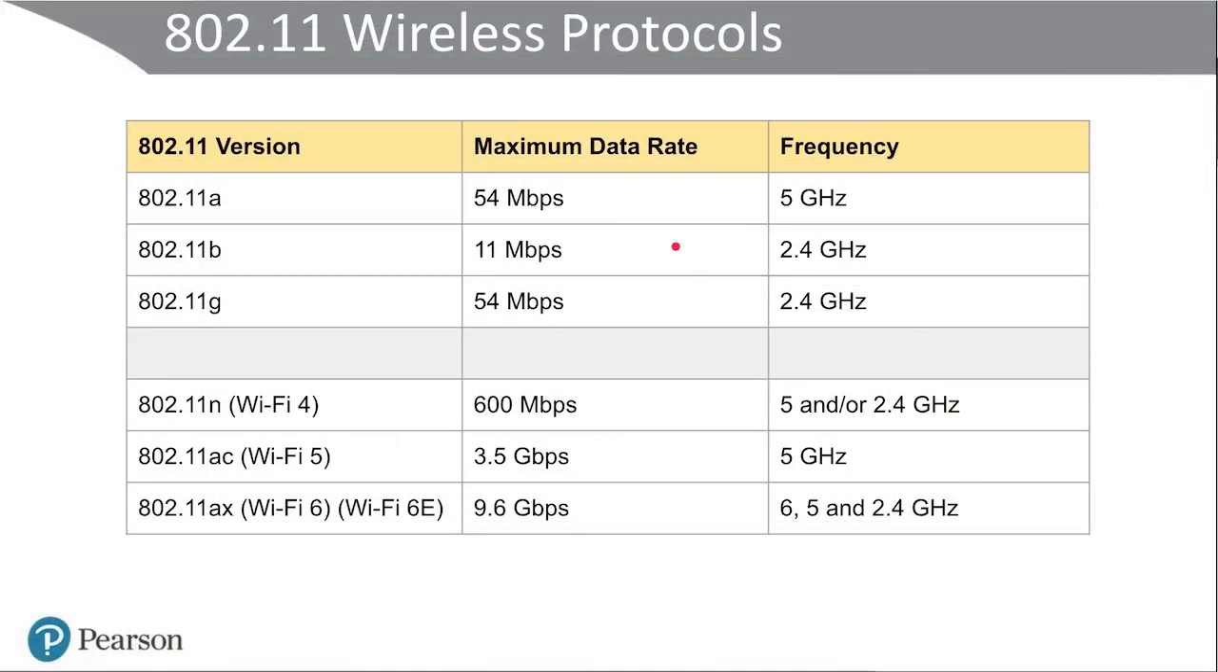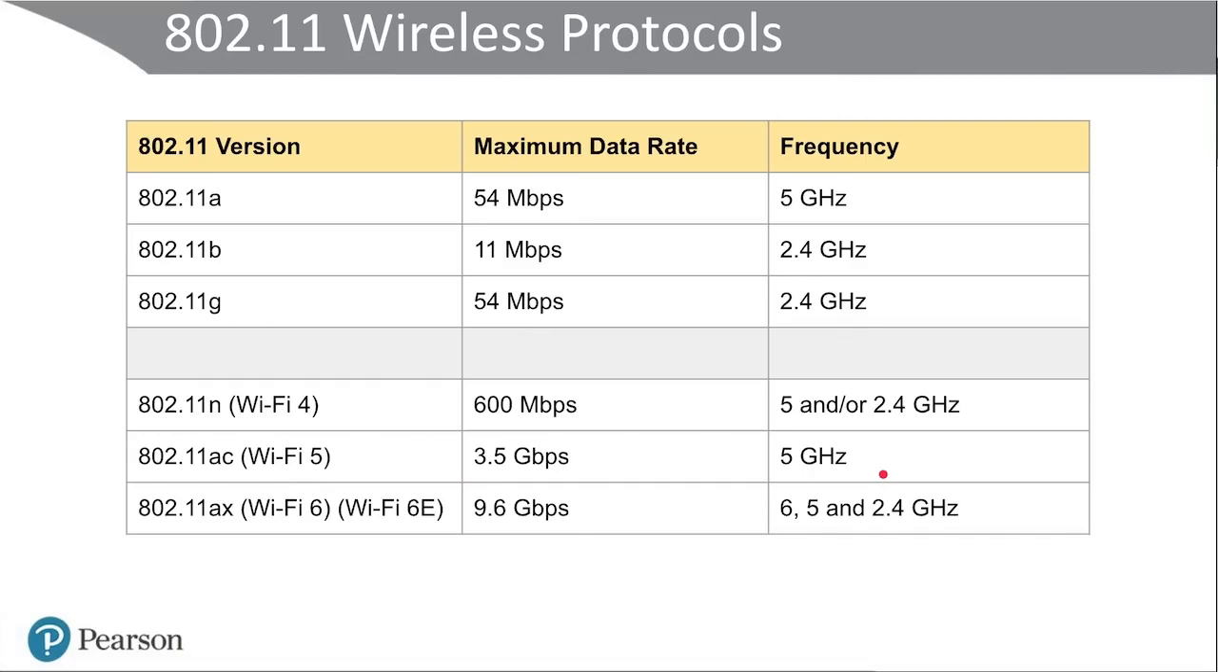Definitely an exam alert here. Know the frequencies used by each of these 802.11 versions. Know that, for example, 802.11n can transmit on 5 and 2.4 gigahertz. Know that 802.11ac can only transmit on 5 gigahertz, and so on.